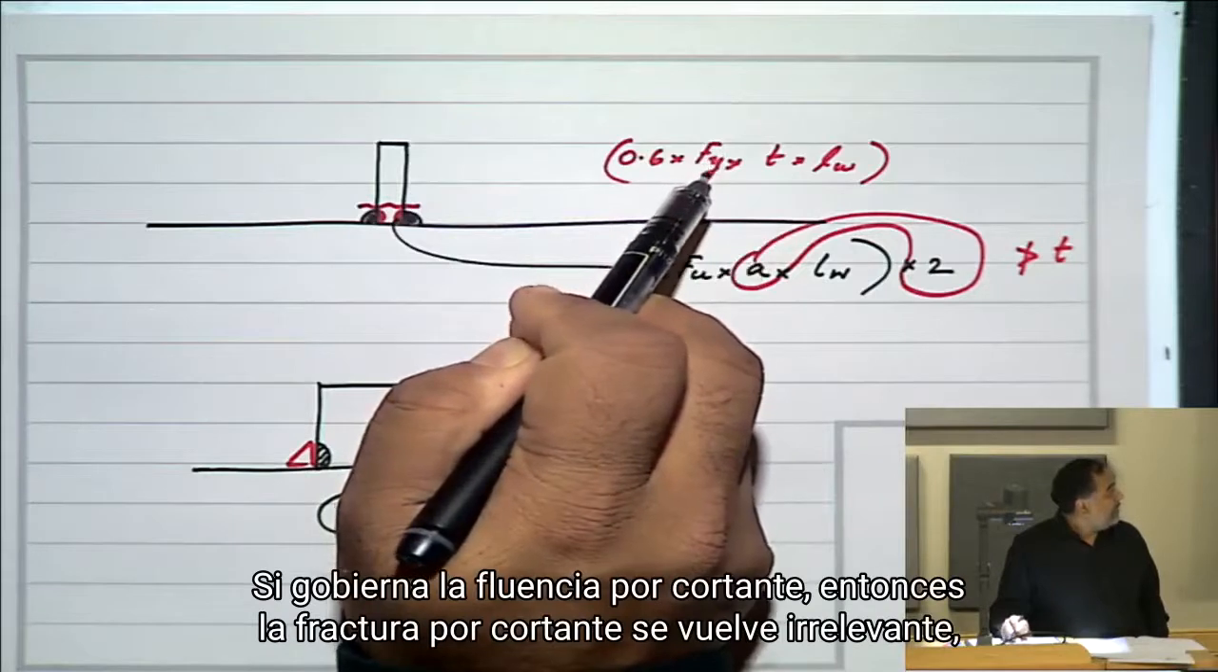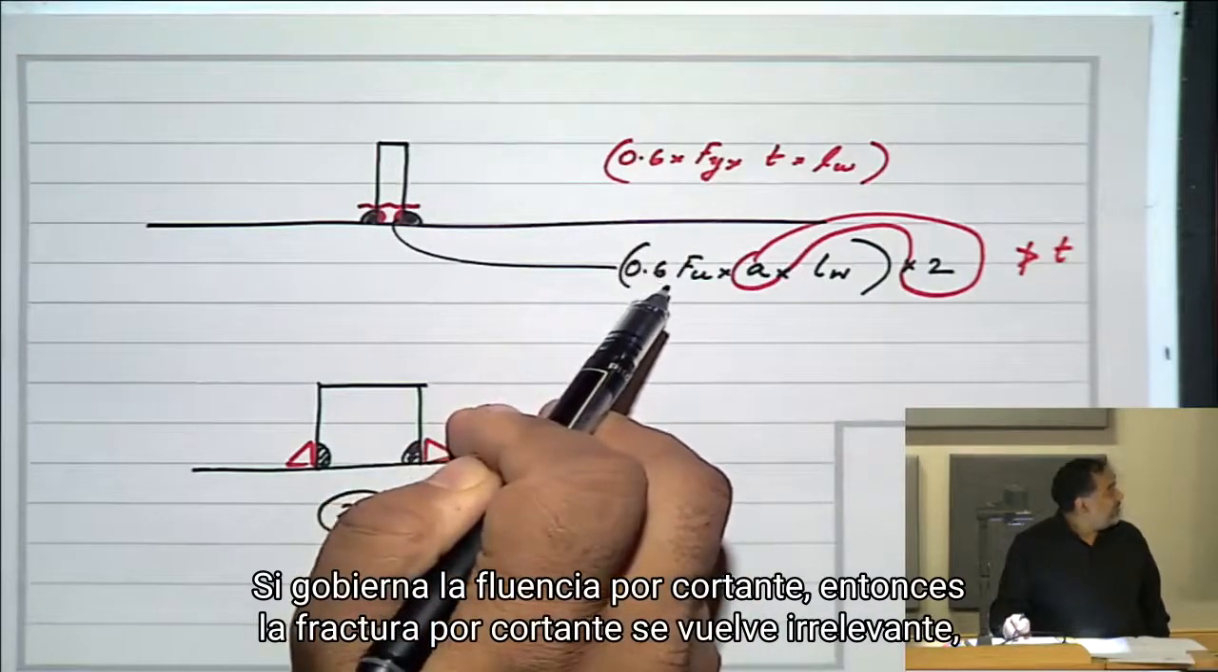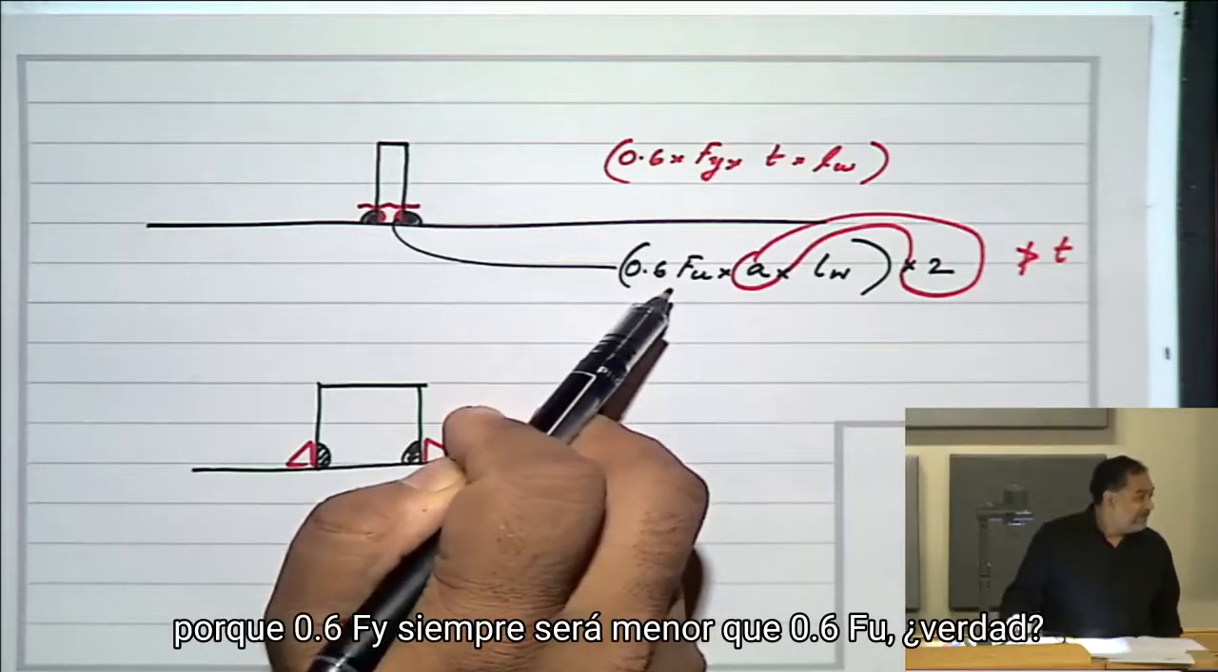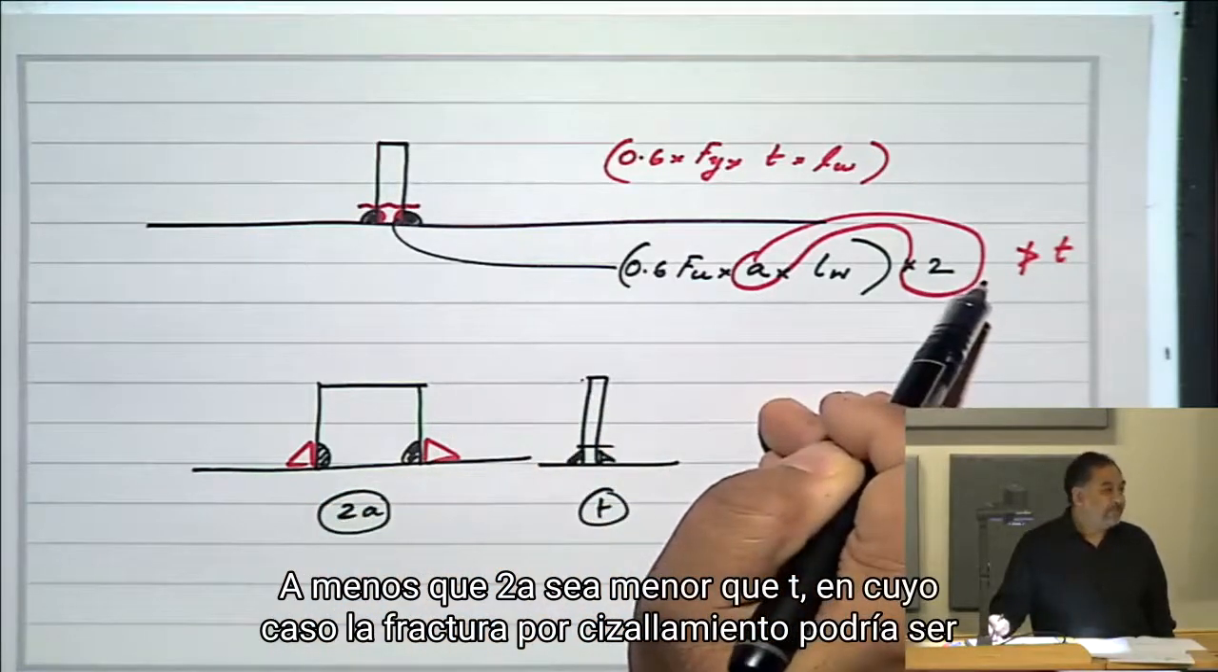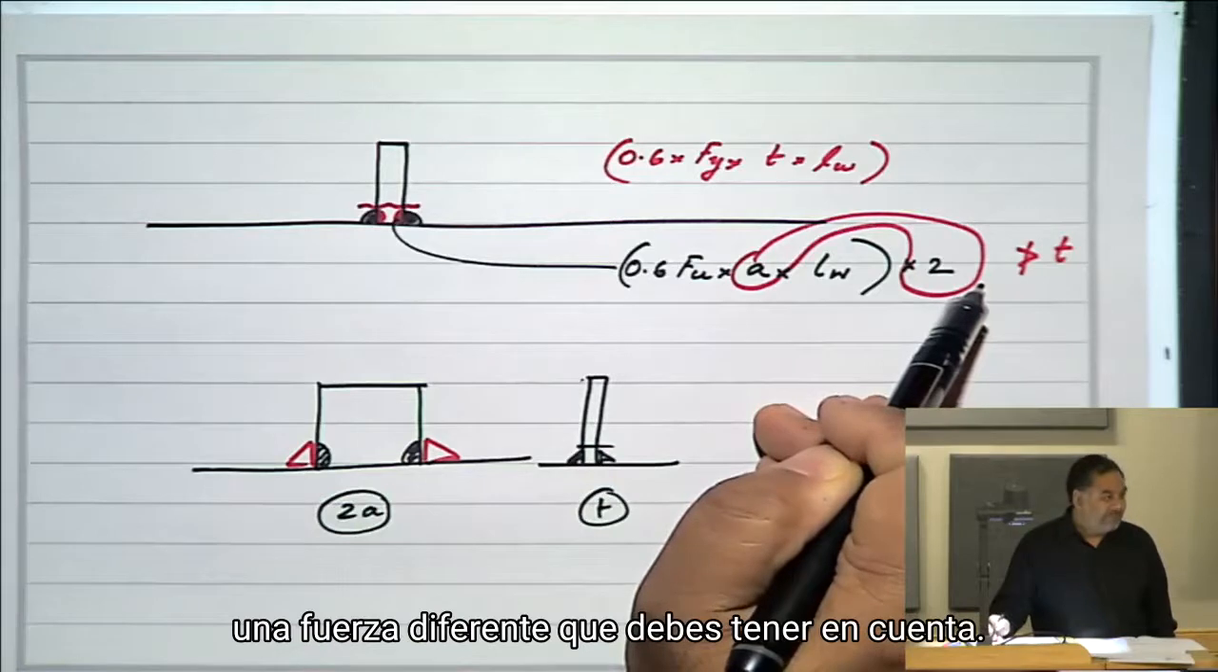If shear yielding governs, then shear fracture becomes irrelevant, because 0.6 Fy will always be less than 0.6 Fu, right? Unless 2A is smaller than T, in which case shear fracture could be a different strength that you need to take into consideration. Did that make sense?